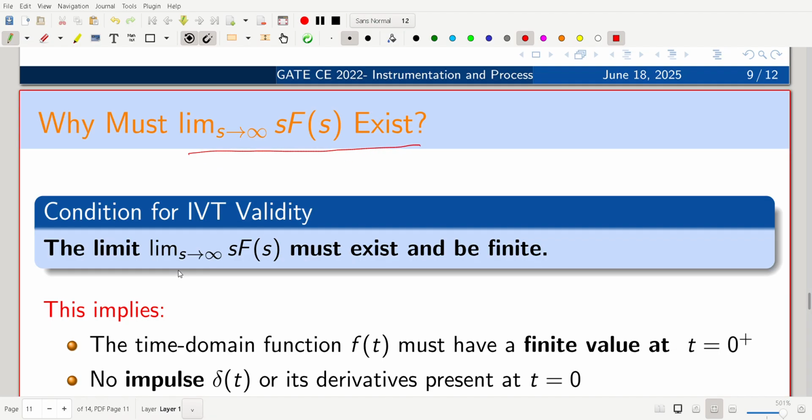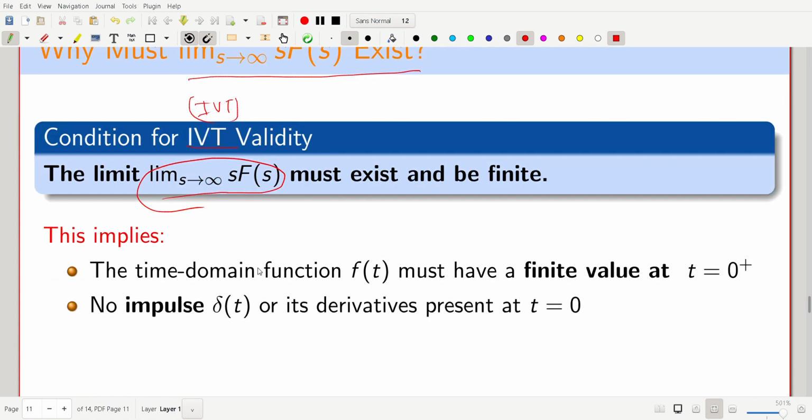I am talking right now about the initial value theorem. This limit must exist and be finite. We want this value to be finite. In the time domain, our real function f(t) is always a function of real time, but to simplify and solve things in control systems we use the Laplace domain. So f(t) must have a finite value at t equal to 0 plus, with no impulse delta(t) or derivative present at t equal to 0. That is so important.